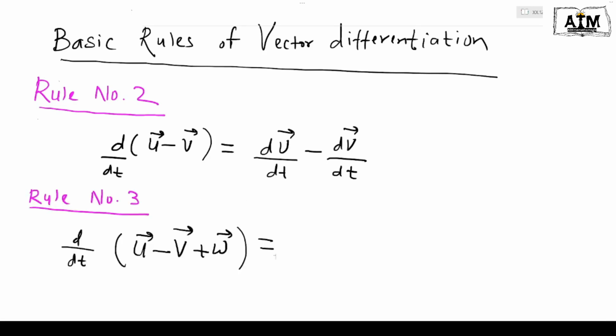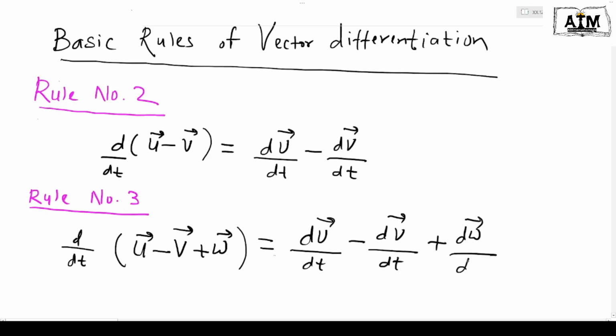Rule number 3. Under rule number 3, if the vectors are in the form of addition and subtraction, for example, here is the derivative of vector u minus vector v plus vector w with respect to t. This can be written as derivative of vector u with respect to t minus derivative of vector v with respect to t plus derivative of vector w with respect to t.